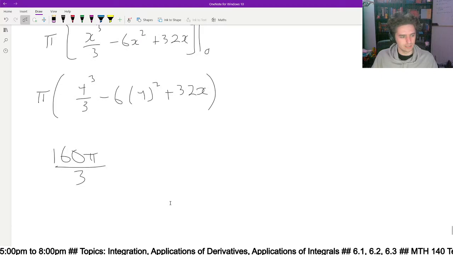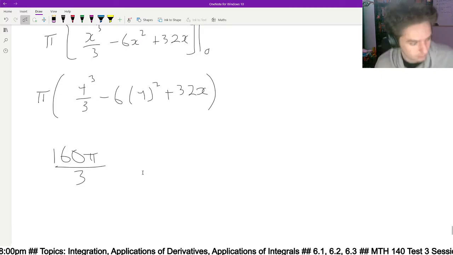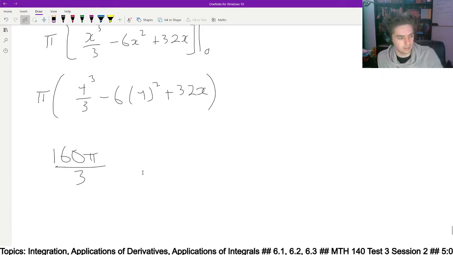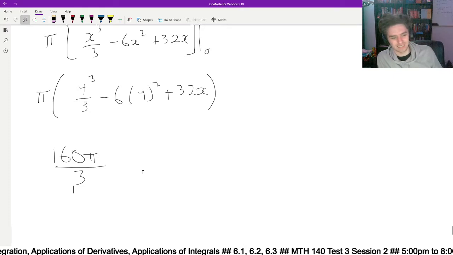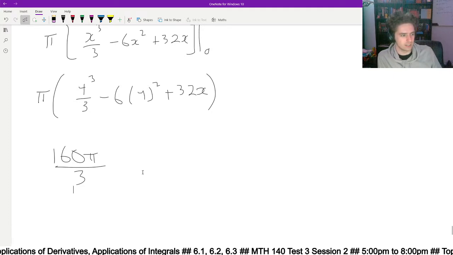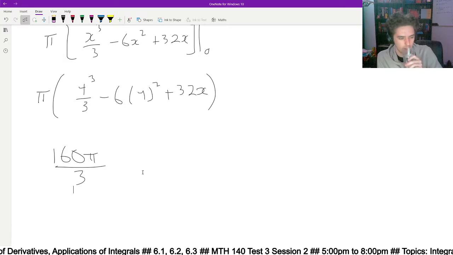I'd say let's move on to 6.3, unless someone has more questions about this stuff. I haven't done any 6.3 practice, although I have done some of the cylindrical shells, like I just tried it for a different question.